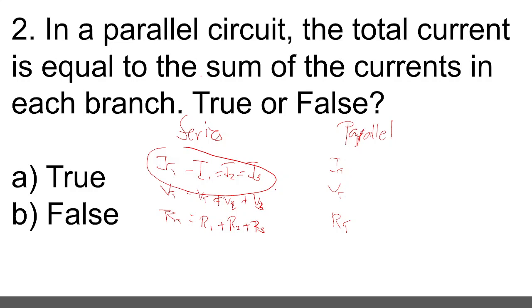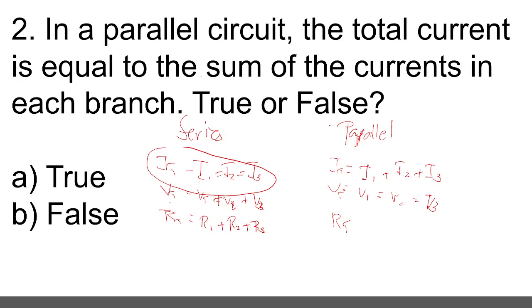Okay po? Now, in parallel, kabaligtaran naman siya ng series. Why? Kasi kung yung IT niya is equal, dito ay plus. Okay? I1 plus I2 plus I3. Dito naman, kung ang VT niya ay addition, kabaligtaran mo yan. Gagawin mo siyang VT is equal to V1 is equal to V2 is equal to V3.